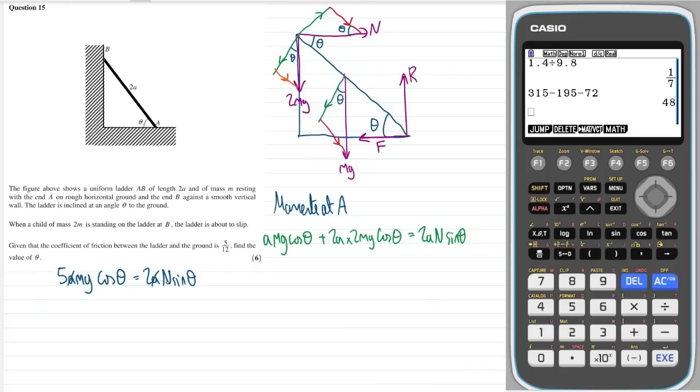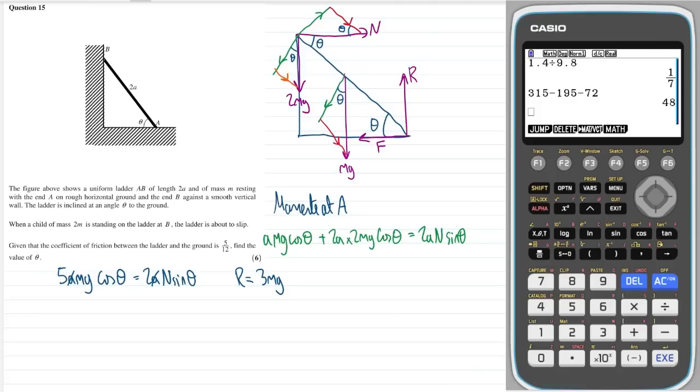And I'm going to need to do some forces now. So let's look at just the purple forces, and let's resolve vertically first. Again, these moments questions are so similar. You do moments at A, and then you do resolving vertically. So I've got 2mg coming down, mg coming down, and R going up. So that means that R is equal to 3mg.